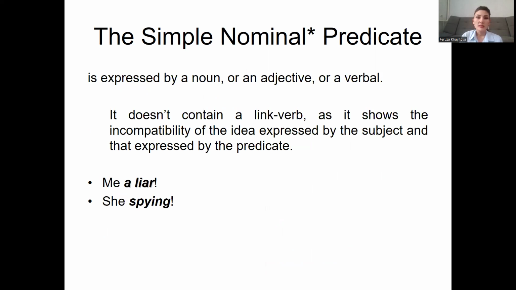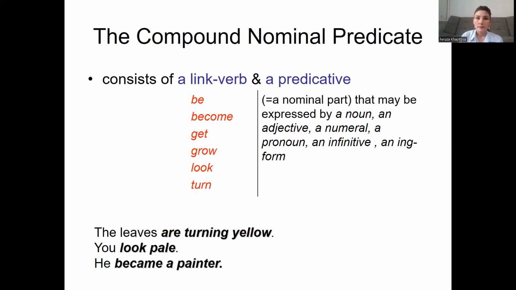A simple nominal predicate is expressed by a noun, an adjective, or a verbal. It doesn't contain a link verb. It shows incompatibility of an idea expressed by the subject and that expressed by the predicate. For example, me a liar. She spying.